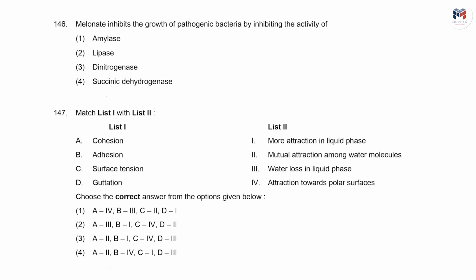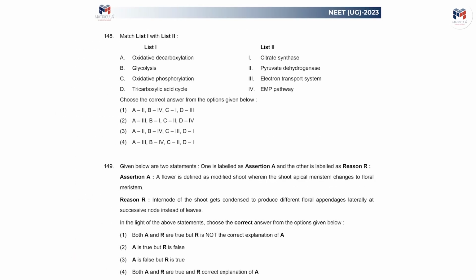Question number 146. Malonate inhibits the growth of pathogenic bacteria by inhibiting the activity of. The answer is option number 4, succinic dehydrogenase. Question number 147. Match list 1 with list 2. Choose the correct answer from the options given below. The answer is option number 4. A is matched with 2, B is matched with 4, C is matched with 1 and D is matched with 3.